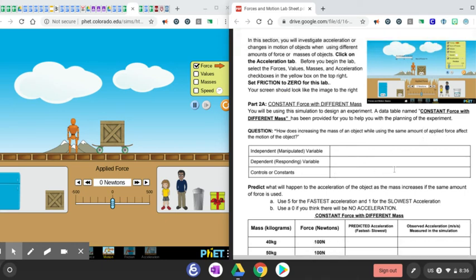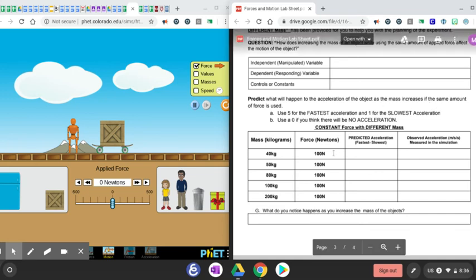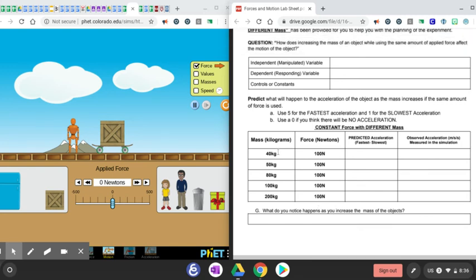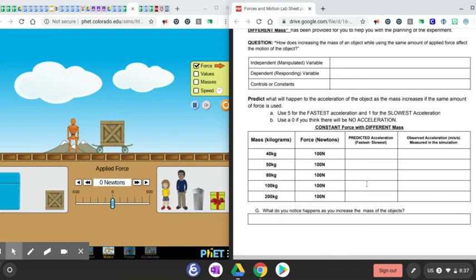That's staying the same. Make your predictions of what will happen to the acceleration, which is a change in speed, as the mass increases and the same force is applied. So you can even see here that this force is staying the same over time, or staying constant. The mass is being changed by you. So that tells you what variable it is. Here's where you're predicting what happens to the acceleration.